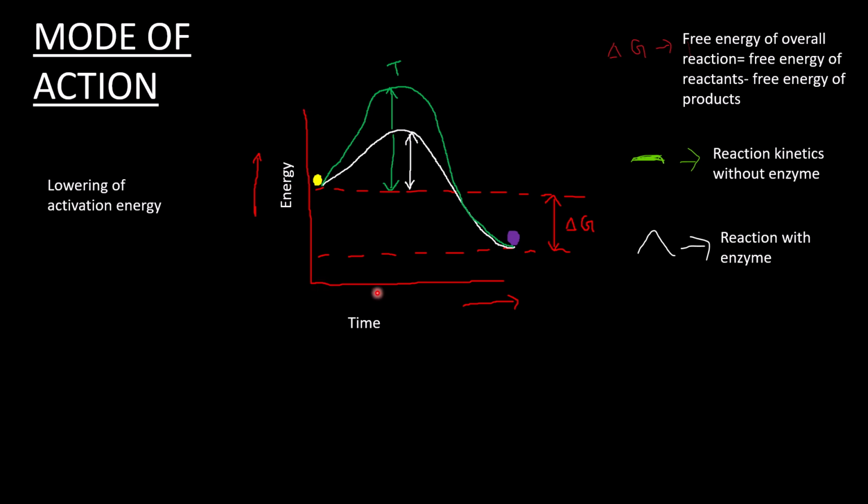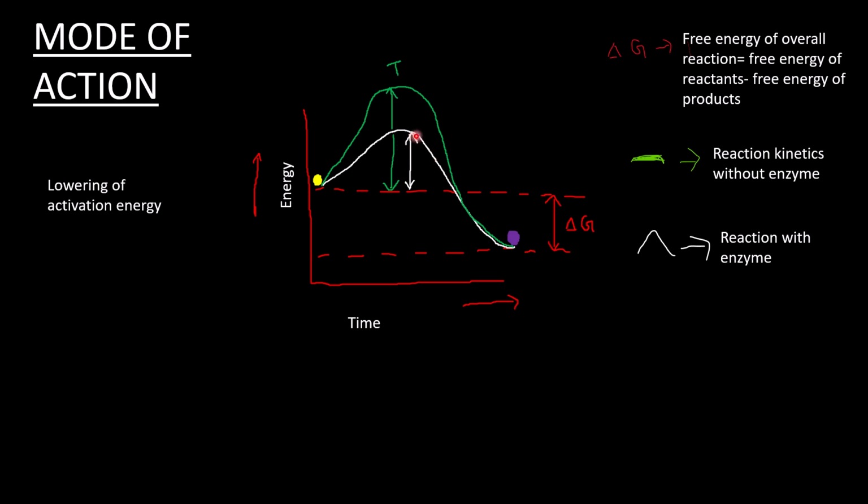If this is a graph with time on the x-axis and energy on the y-axis, according to this theory, the substrate, that is the yellow one, is at a lower energy level. It has to be first raised to a higher energy level, the transition state, before getting converted to the products. So for converting substrate to transition state, an energy is required. That is the activation energy. The green curve represents without enzyme and white is with enzyme. So you can clearly see that the activation energy required is less with enzymes.